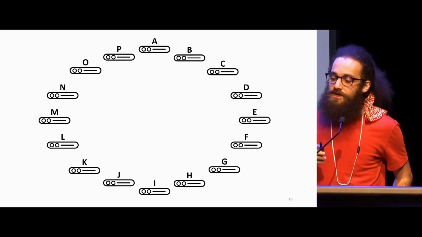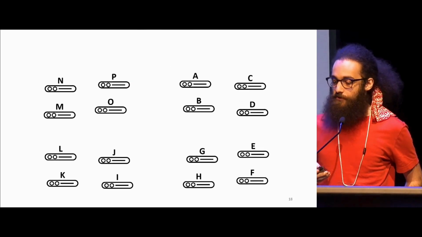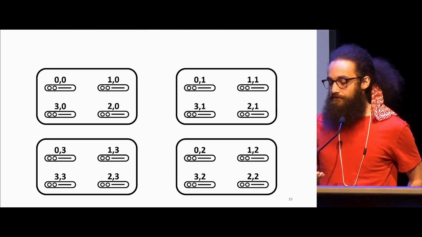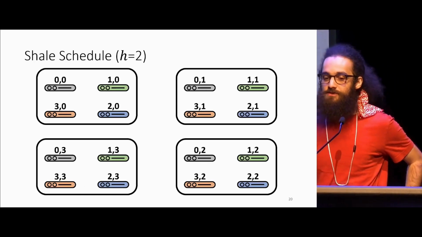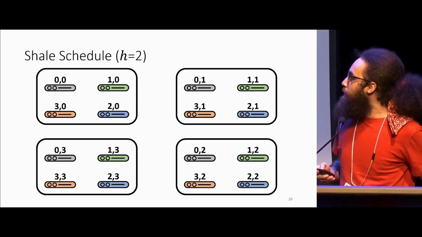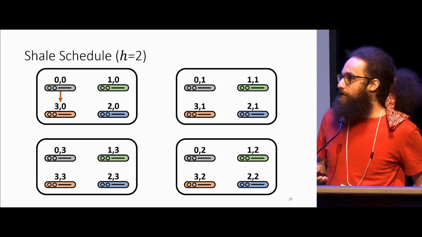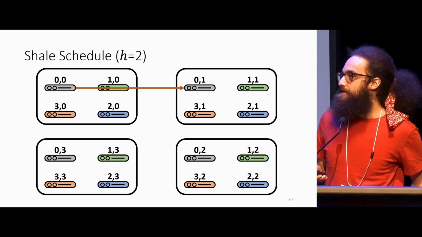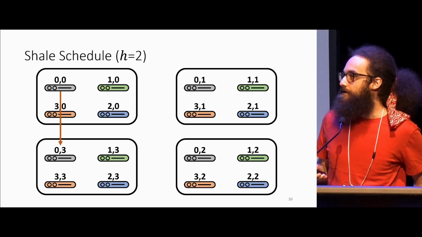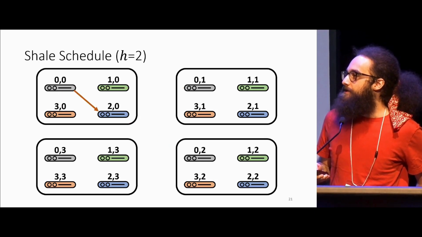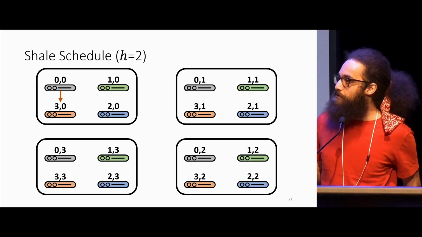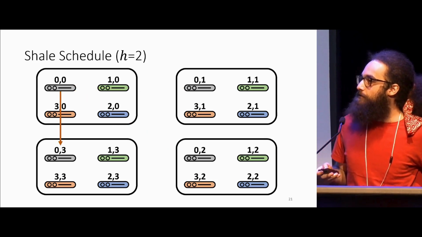Now let's rearrange the nodes into these groups of 4 nodes, and I'll also relabel the nodes and color them different colors. Now I can show you the Shale schedule for h equals 2. Looking at node 0,0, it's first going to do a round robin with the nodes in the same box, and then it's going to do a round robin with the nodes in the same color. So box and color. In the first round robin, you'll notice it's connecting to nodes with a differing x coordinate and then to nodes with a differing y coordinate.